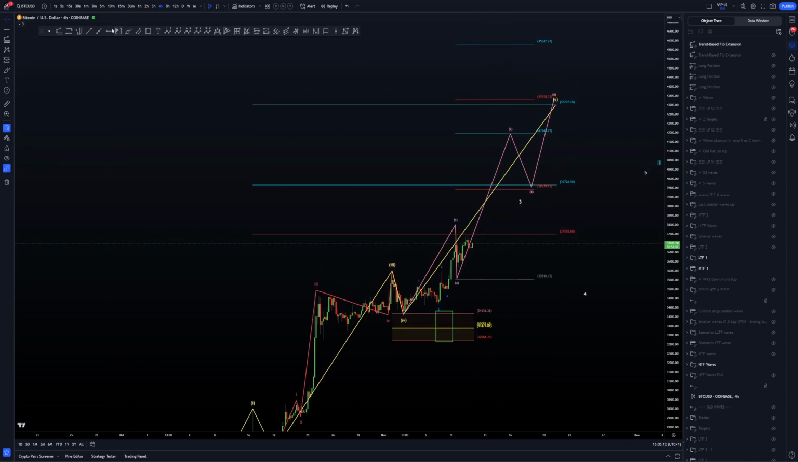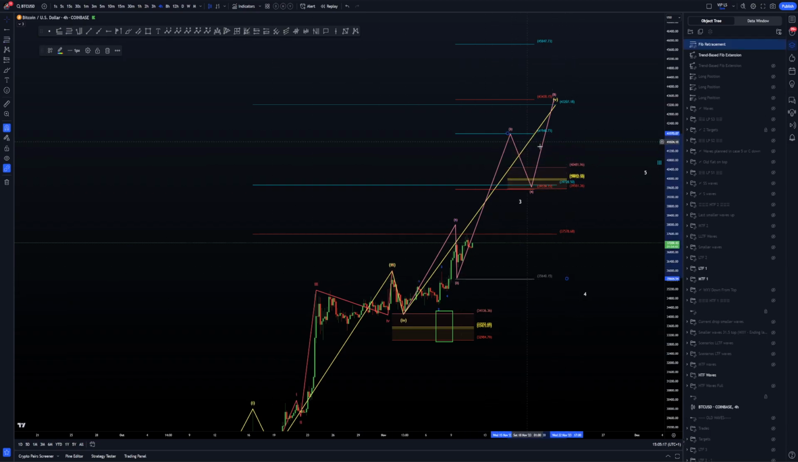Once we have done this wave 3, we should retrace 38.2. I mean, between the MCF, between the 23.6 and the 38.2, but we have even more chance to retrace between the MC fib and the 38.2 here. Okay, I hope that makes sense.